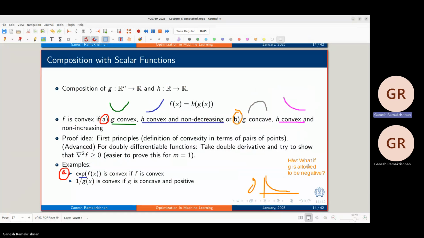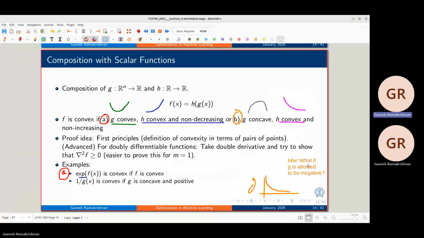Okay. So you can show that exp of f of x is convex if f is convex. Why? If f is convex, the inner argument is convex. How is exp? Convex and non-decreasing. This is the first case. f, the inner argument, is convex, and exp is the outer argument, which is convex and non-decreasing.